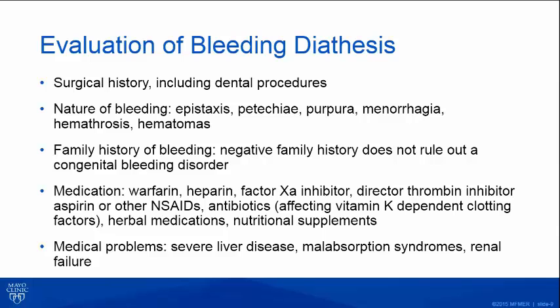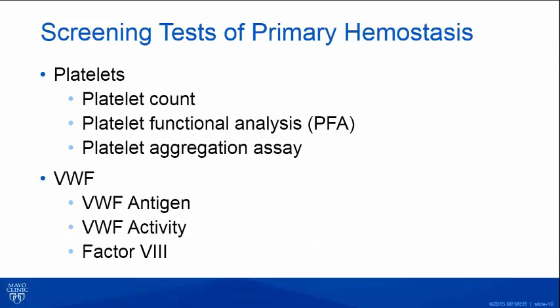We know all the well-documented anticoagulants, but also some antibiotics and herbal medications and nutritional supplements. Those can cause platelet dysfunction. And also concurrent systemic medical problems such as severe liver disease. We know that most of the coagulation factors are made in the hepatocytes. Malabsorption syndrome interferes with vitamin K absorption. Renal failure usually can lead to dysfunctional platelets.